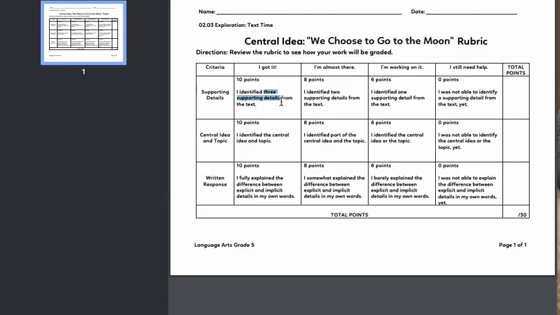I'm looking for at least 3 supporting details. You can find the central idea and the topic, and you can explain the difference between implicit and explicit details in your own words in at least 2 to 3 sentences. Please don't put 1 or 2 words. You're getting ready to go into middle school next year. I expect you to write fully formed sentences at this point. You got this, 5th grade. Good luck, gang.